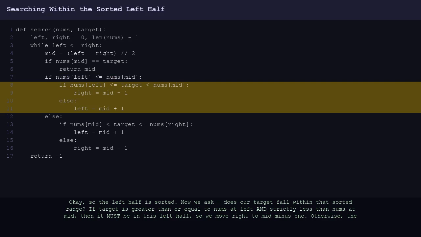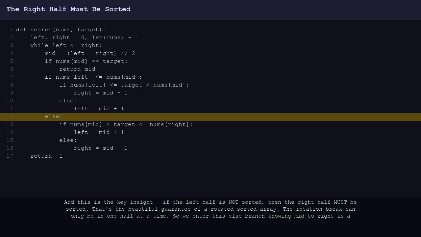Okay, so the left half is sorted. Now we ask, does our target fall within that sorted range? If target is greater than or equal to nums at left and strictly less than nums at mid, then it must be in this left half, so we move right to mid - 1. Otherwise, the target must be on the other side, so we move left to mid + 1. We can make this clean decision because this half is sorted.